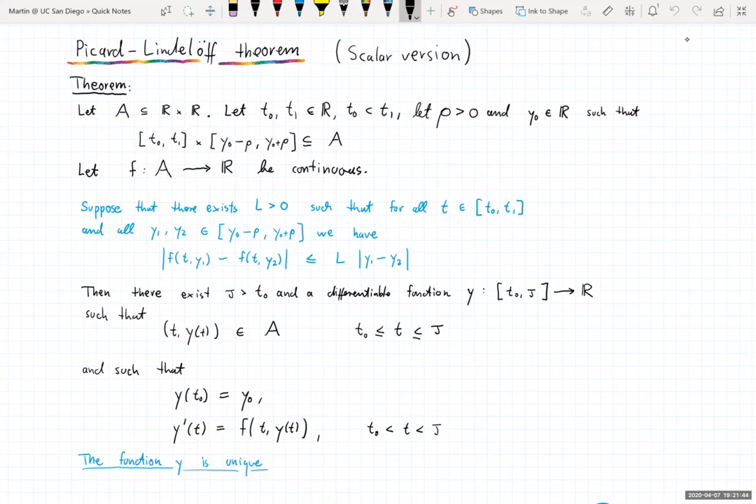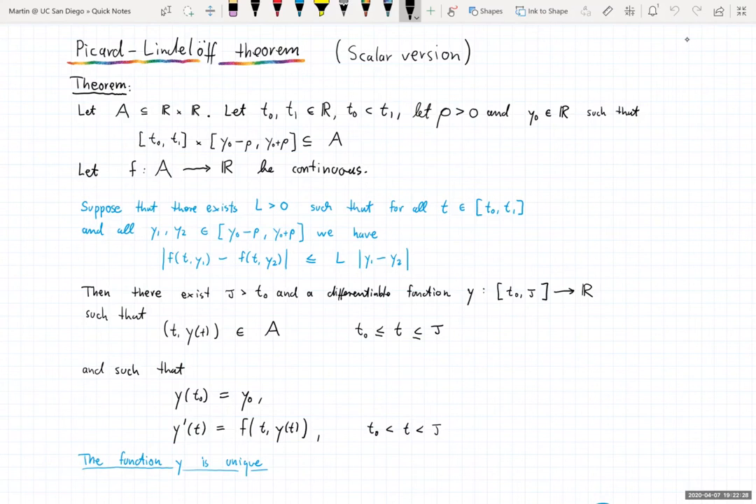And again, the function y is unique. So if I know this differential equation and I know that f satisfies the continuity condition, then for any choice of t0 and y0, I have a unique solution for this initial value problem.